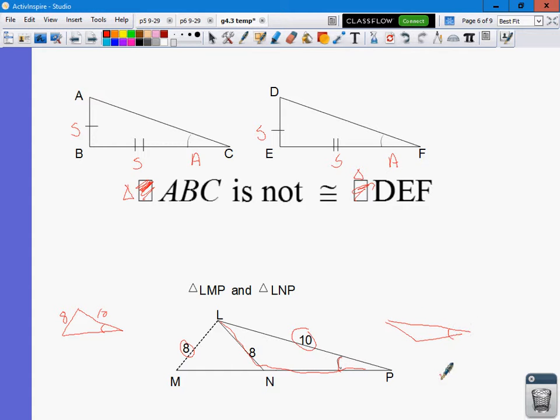This would have been congruent. This would have been 10. This would have been 8. And they're just showing you that there's no way that part of this triangle is equal to or congruent to the whole thing. That's why angle side side doesn't work. Okay?